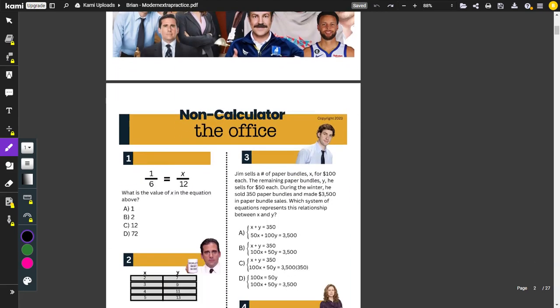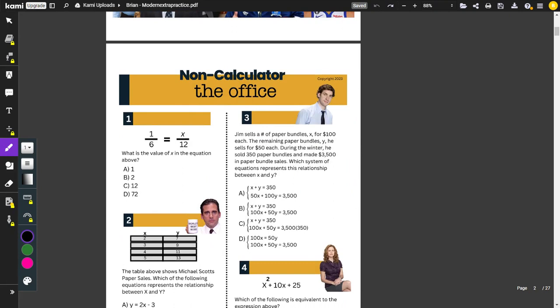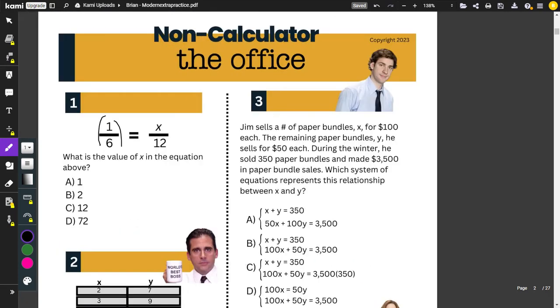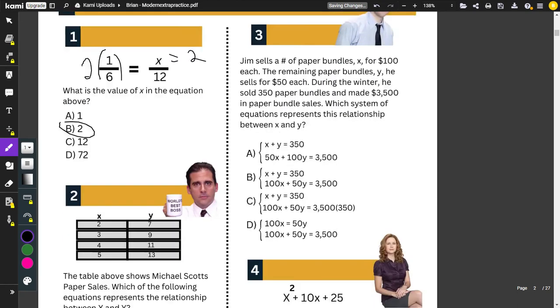So, starting off with question one, we can see that for 6 to go to 12, it has to be multiplied by 2. Let me zoom in a bit. All right, that should be easy to see. So for 6 to go to 12, it has to be multiplied by 2. And what we do at the bottom, we do at the top. And we can see that x will equal 2. So our answer choice is B.